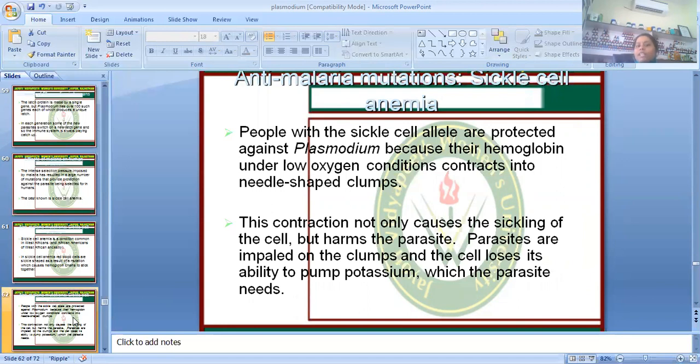The people with the sickle cell allele are protected against plasmodium because their hemoglobin, under low oxygen conditions, contracts into needle-shaped clumps. And this contraction not only causes the sickling of the cell but harms the parasite. Parasites are impaled on the clumps and the cell loses its ability to pump potassium, which the parasite needs.